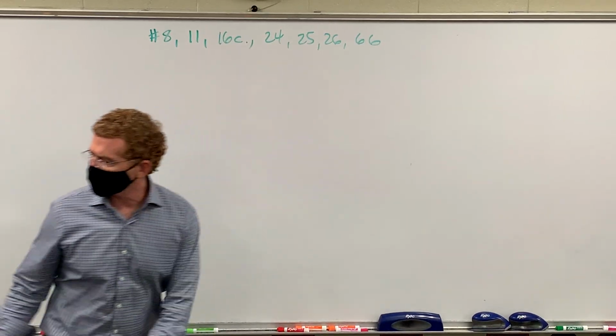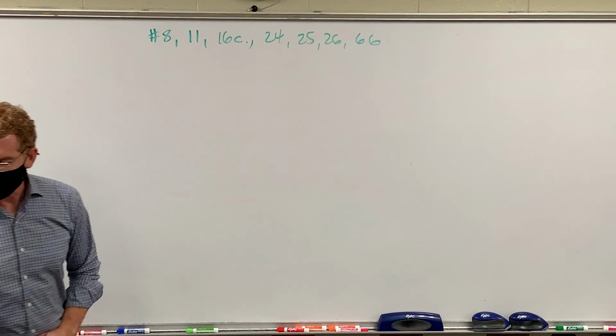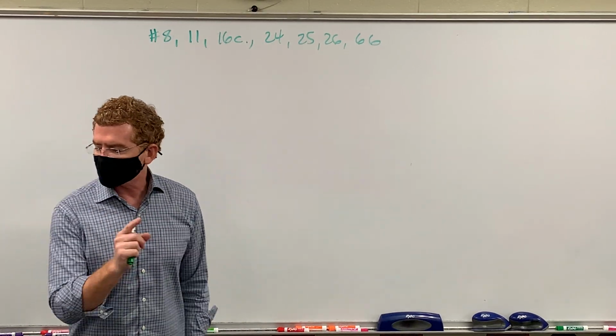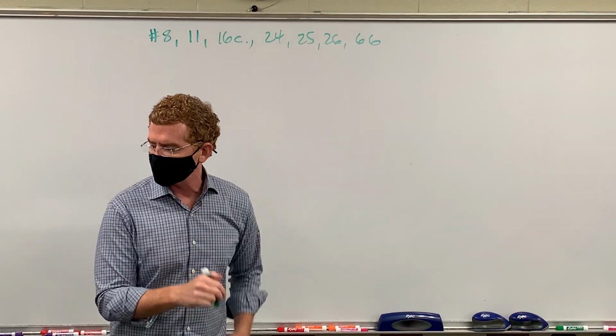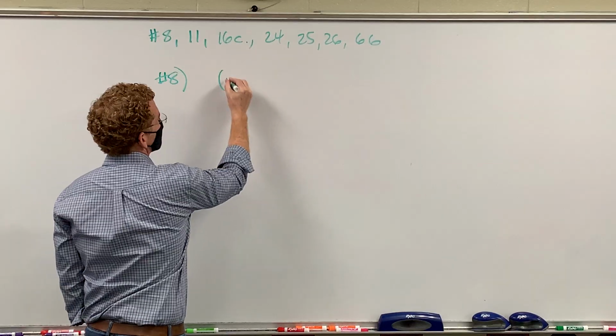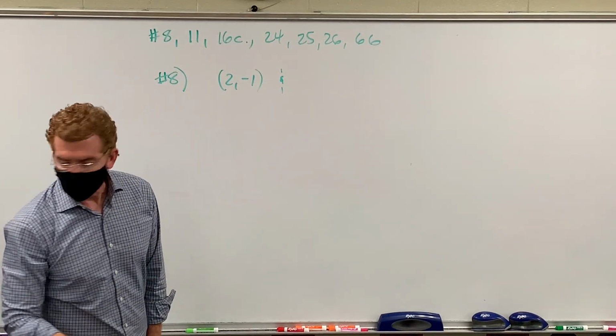All right, so number 8. Number 8 says write an equation which represents the relationship between x and y so that (x, y) is equidistant from (2, -1). So they're giving you (2, -1) and (1, 7).